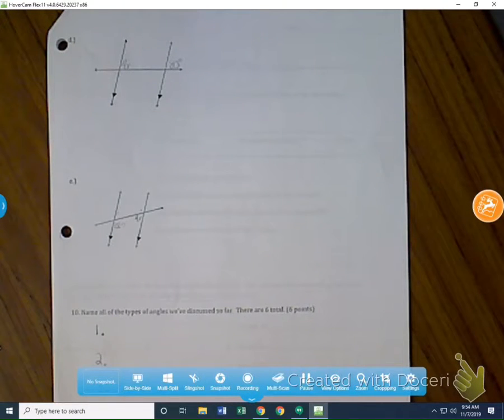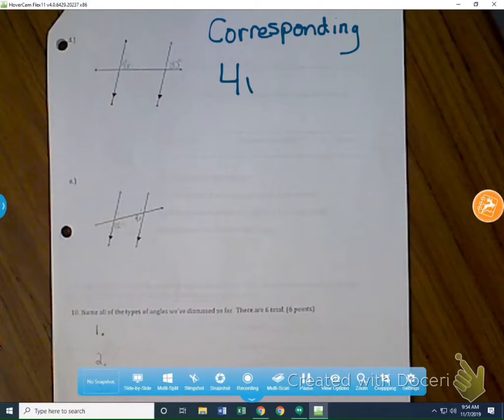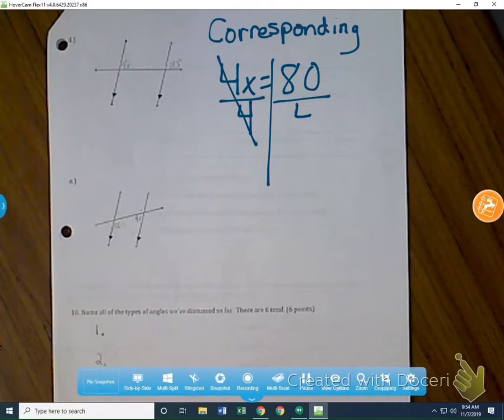Okay, the first one, what type of angles are these? It's your hard one, the corresponding. That's the trickiest one. Corresponding angles are congruent. So, what does 4x equal? 80. What do I do to both sides? Divide by 4. So, what does x equal? 20.